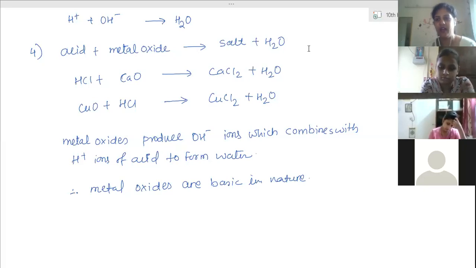Whenever you add ENO, you have seen this most commonly. ENO, when we add into water, we will see immediately, we will hear the fizzing sound. And you also see a foam-like structure formed over it. So that is called brisk effervescence.